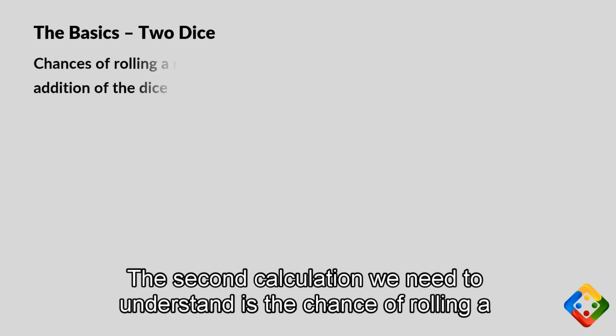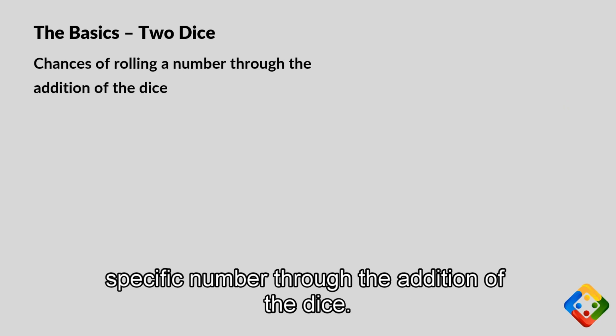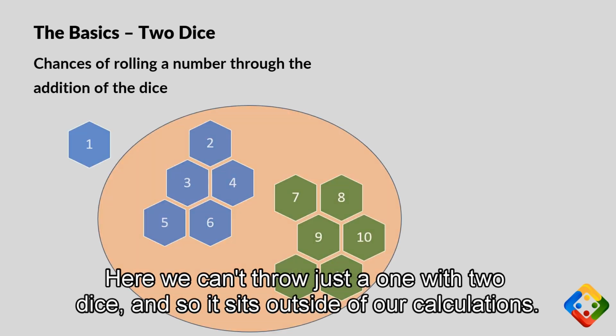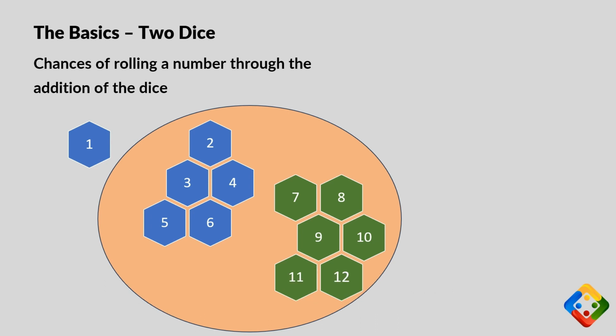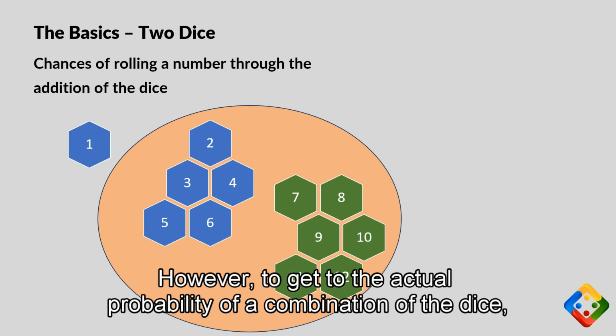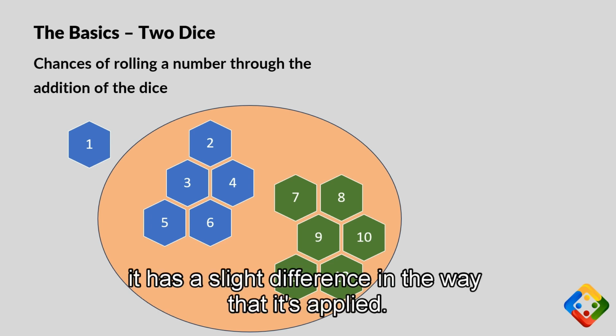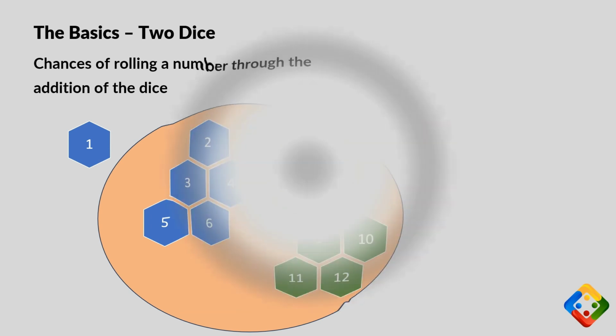The second calculation we need to understand is the chance of rolling a specific number through the addition of the dice. Here we can't throw just a 1 with 2 dice, and so it sits outside of our calculations. All other numbers, though, follow the same formula to work out the probability. However, to get to the actual probability of a combination of the dice, it has a slight difference in the way that it's applied. I'll walk through that now.